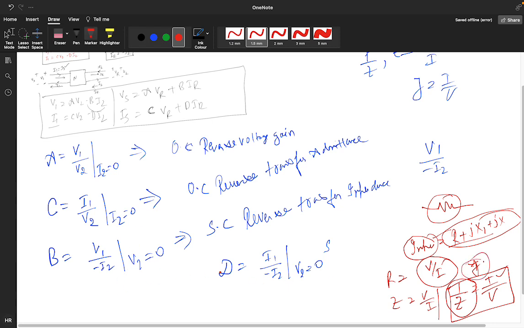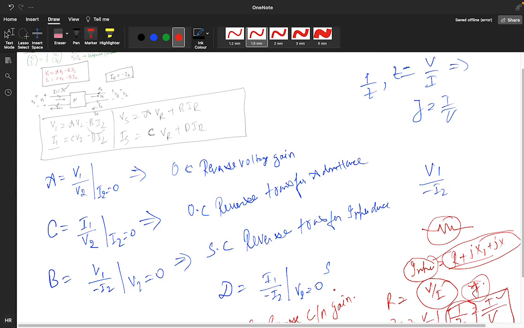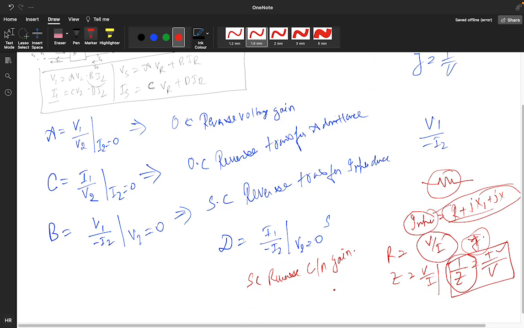Okay. D is I1 by I2. So I1 by I2, when V2 is equal to 0, is the short circuit reverse current gain. So this was the admittance, the transmission line condition. Write down the condition of symmetricity.